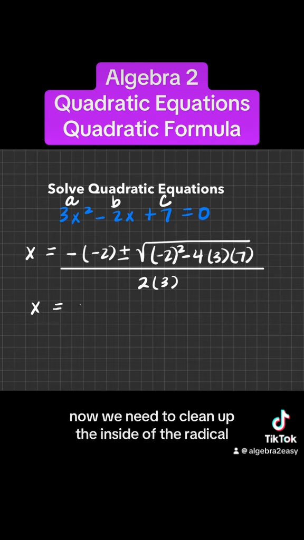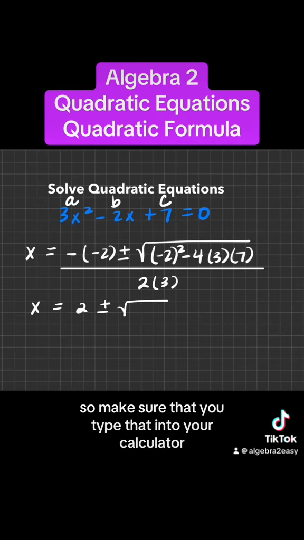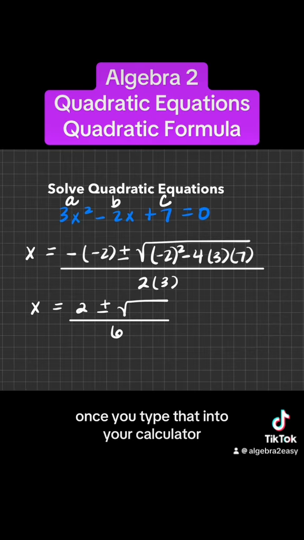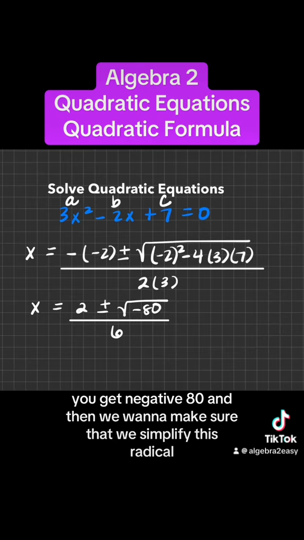Now we need to clean up the inside of the radical. So make sure that you type that into your calculator. Once you type that into your calculator, you get negative 80. And then we want to make sure that we simplify this radical.